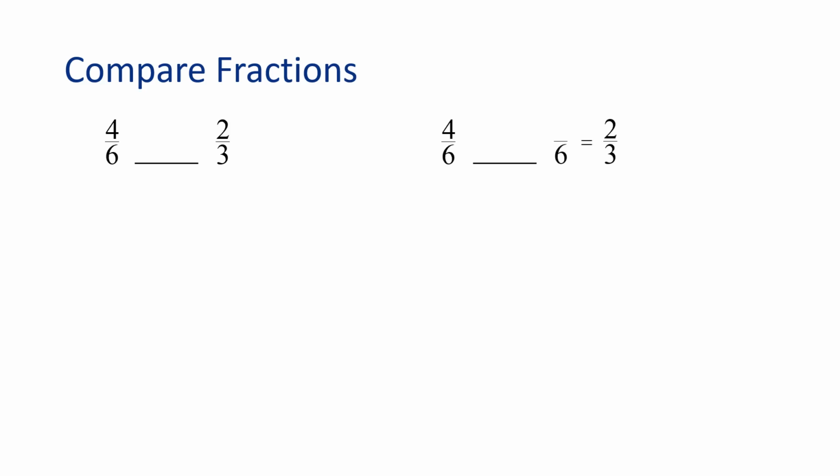What number times 3 is 6? That's right, it's 2. So we'll multiply both the numerator and denominator by 2 to get an equivalent fraction. 2 times 2 is 4, and we already know 3 times 2 is 6. This means 2/3 is equivalent to 4/6.